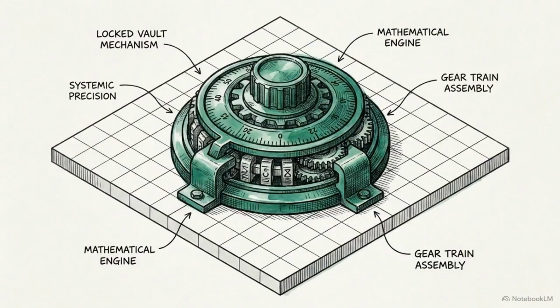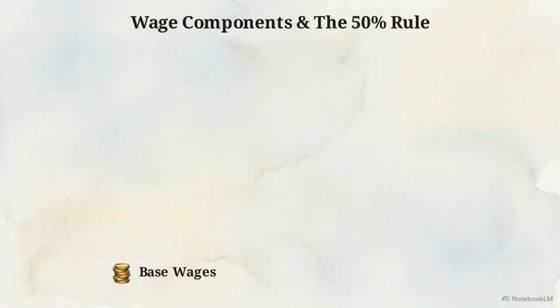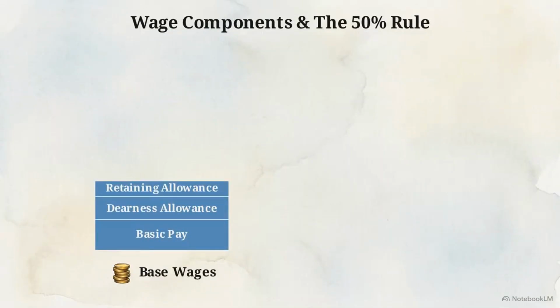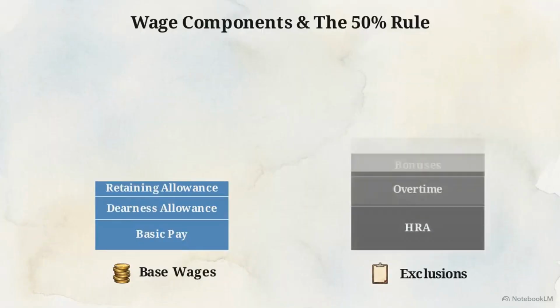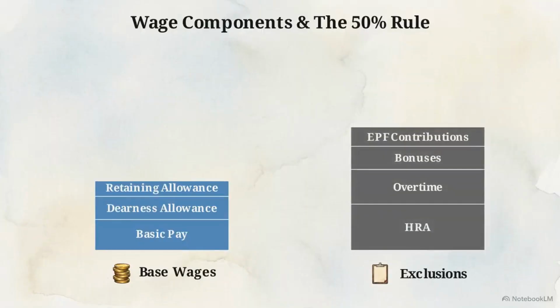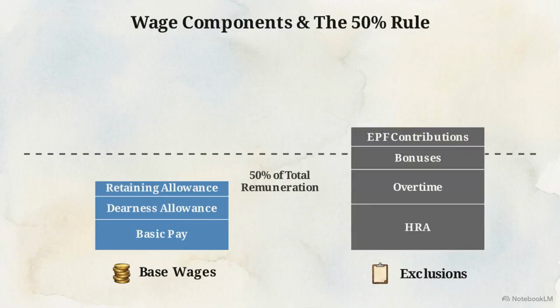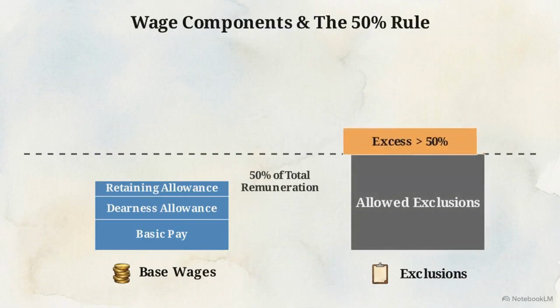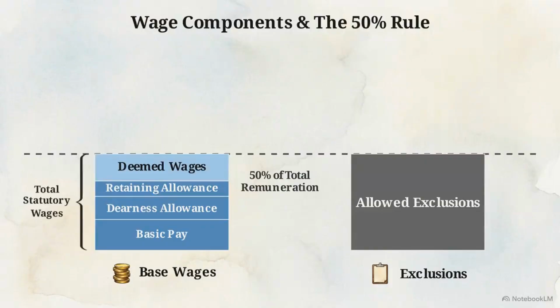The final pillar is the financial engine. Clause ZZJ, wages, is the most mathematically complex definition in the code. Base wages include basic pay, dearness, and retaining allowances. Exclusions include HRA, overtime, bonuses, and provident fund contributions. Under the 50% rule, if exclusions exceed half of total remuneration, the excess is reclassified as wages.